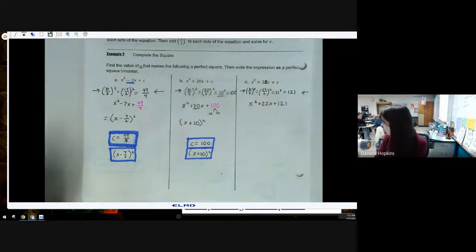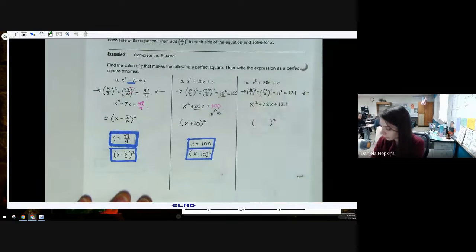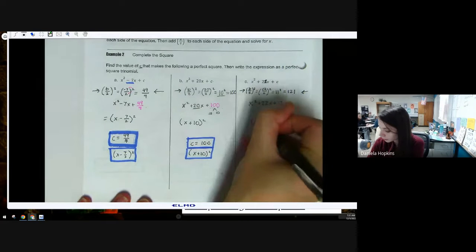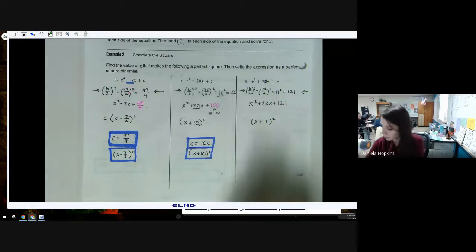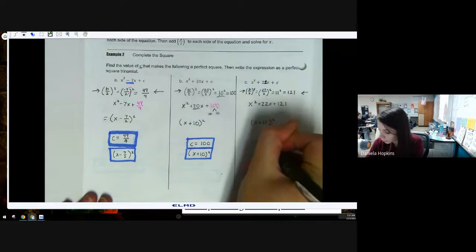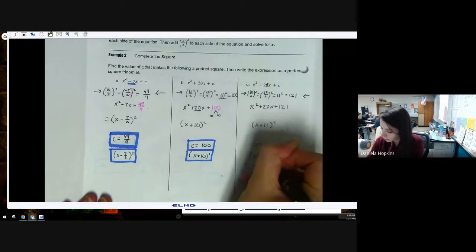So without doing any calculations, tell me, what does this factor to? X plus 11 squared. Good. X plus 11 squared. So on Go Formative, I would enter C equals 121. And when I factor it, it's x plus 11 squared.